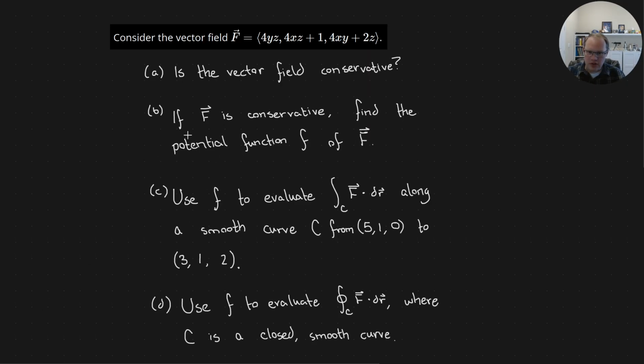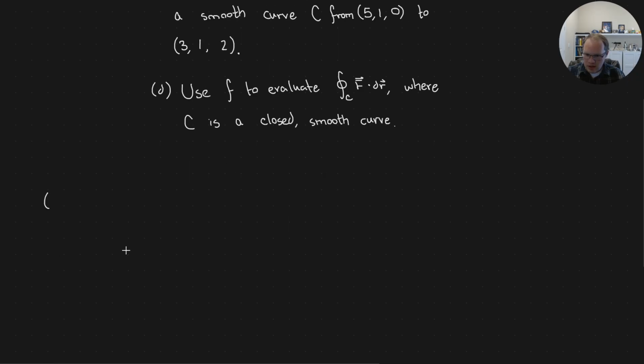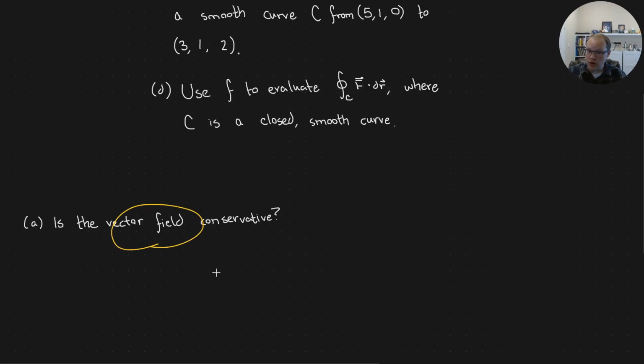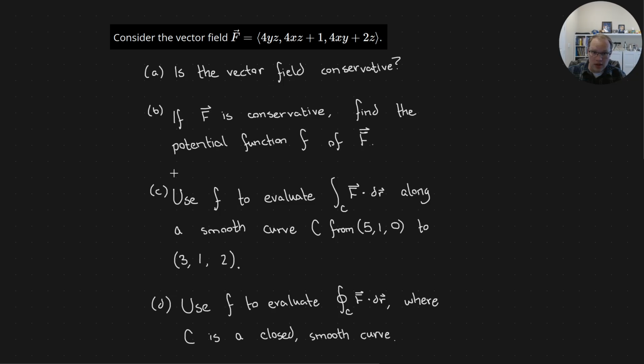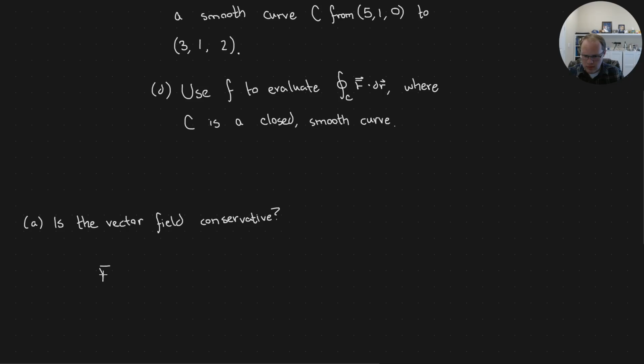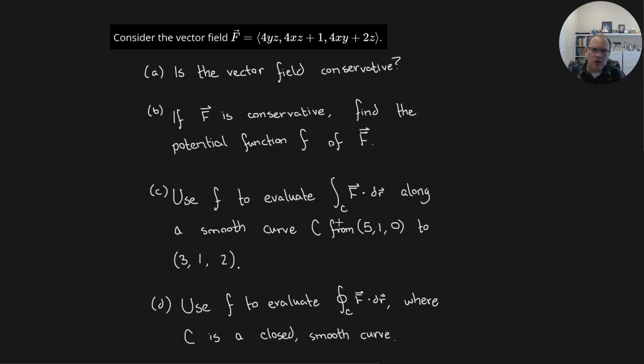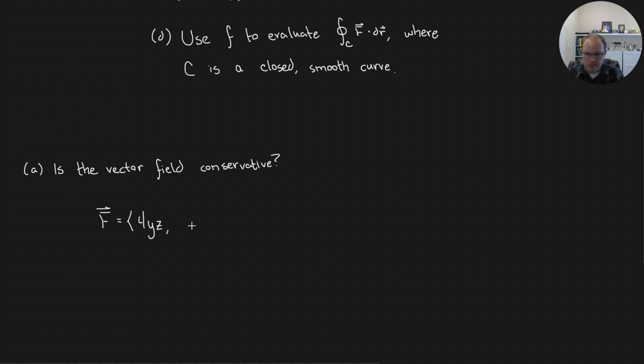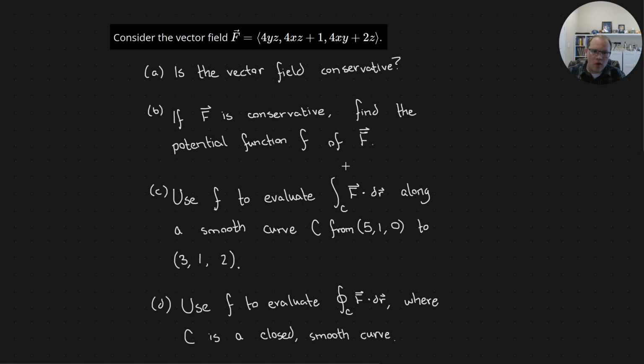Is the vector field conservative? Actually, let me just copy this so we keep track of where we're at. Is the vector field conservative? So we can test if a vector field is conservative by taking its curl. If the curl is 0, then the vector field is conservative. So our function here is 4yz, comma, 4xz plus 1, comma, 4xy plus 2z.